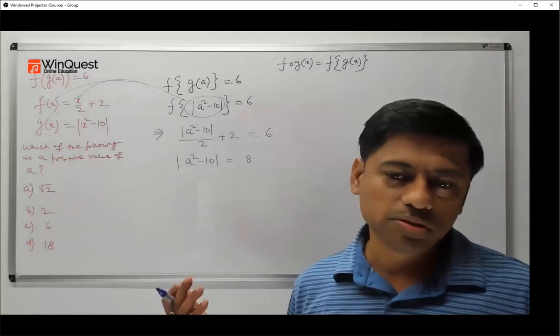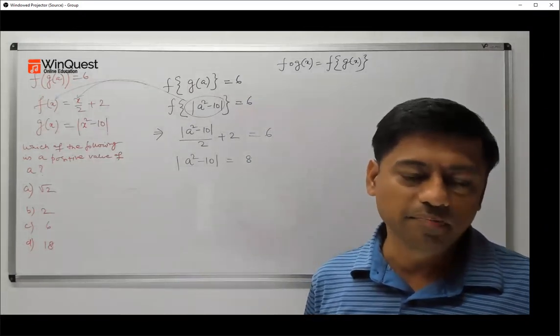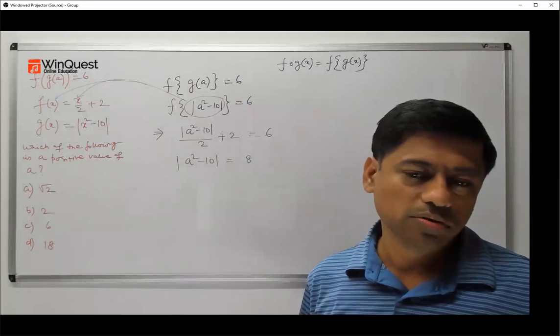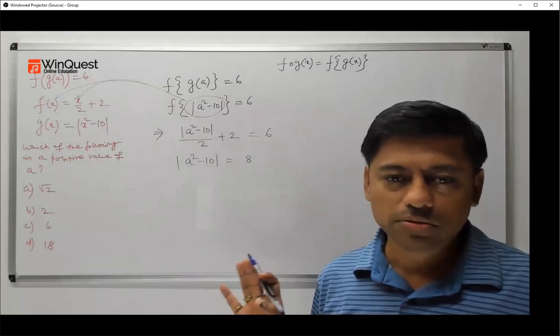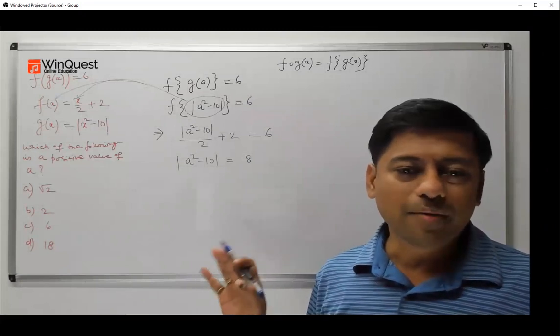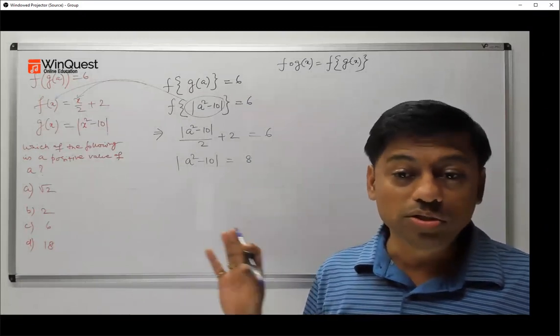I jumped steps. You can say, sir, I don't like jumping your steps. I will break it for you. But if you are confused, please ask. Okay. Absolute value of a squared minus 10 equals 8.